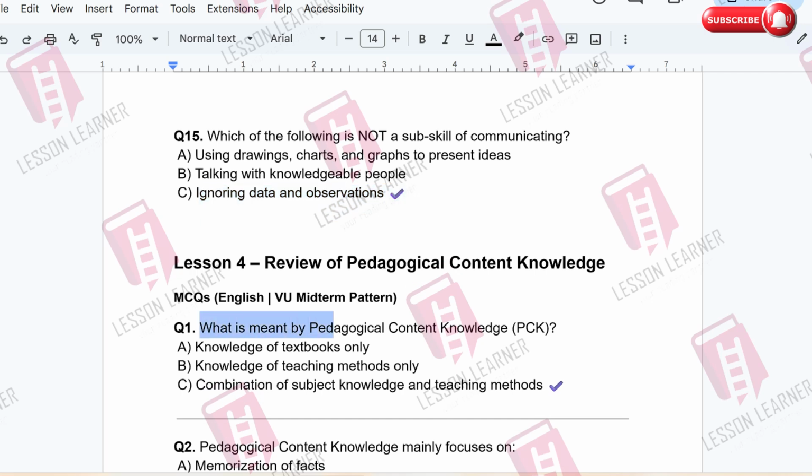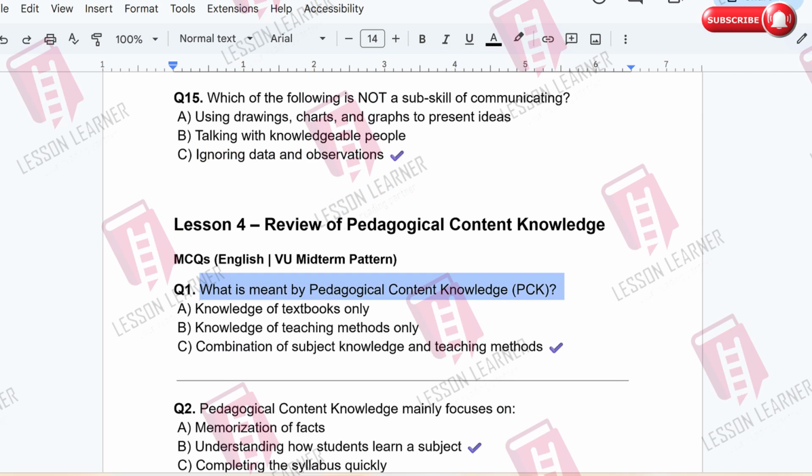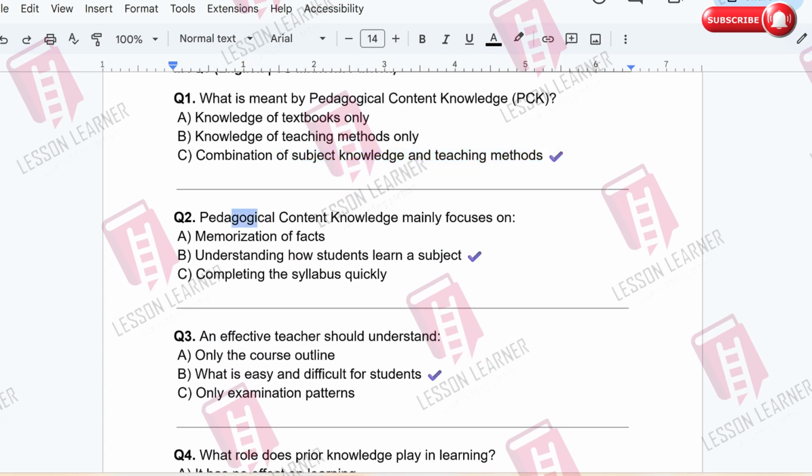What is meant by pedagogical content knowledge? Combination of subject knowledge and teaching methods. Pedagogical content knowledge mainly focuses on understanding how students learn a subject. An effective teacher should understand what is easy and difficult for a student.